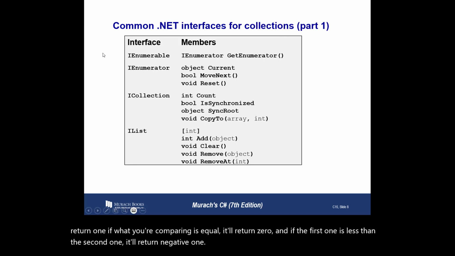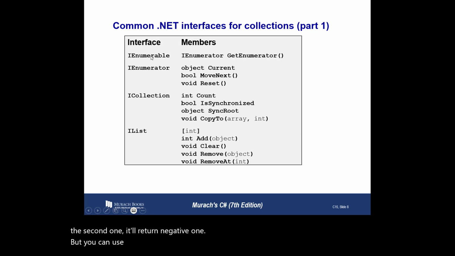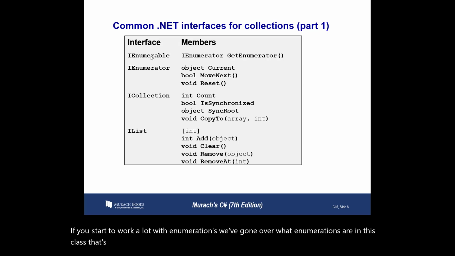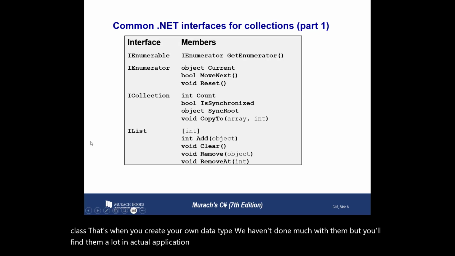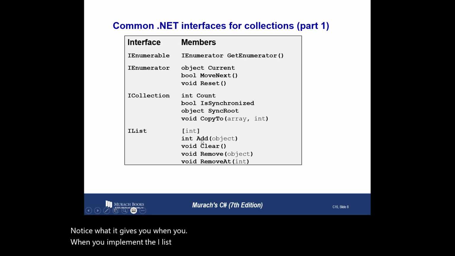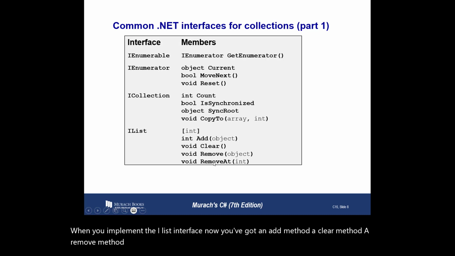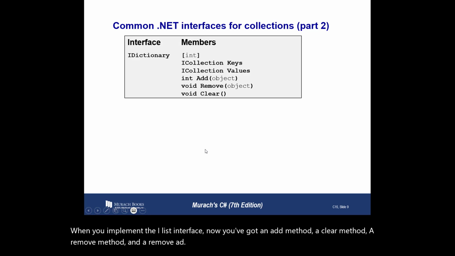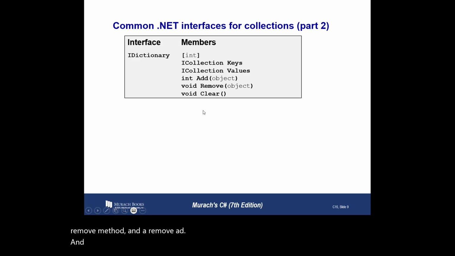All right? But you can use the IEnumerable a lot if you start to work a lot with enumerations. We've gone over what enumerations are in this class. That's when you create your own data type. We haven't done much with them, but you'll find them a lot in actual application code. But ones you might use quite a bit, like IList. Notice what it gives you when you implement the IList interface. Now you've got an Add method, a Clear method, a Remove method, and a RemoveAt. And dictionaries could be used quite a bit too.